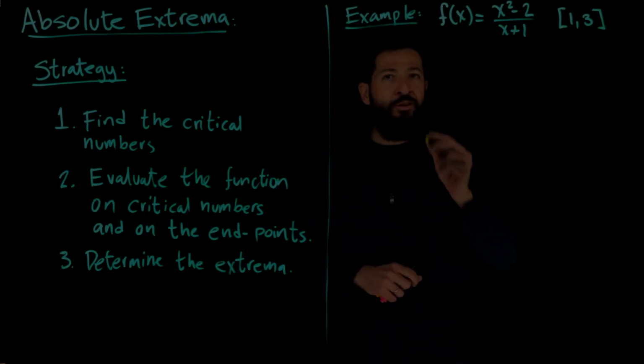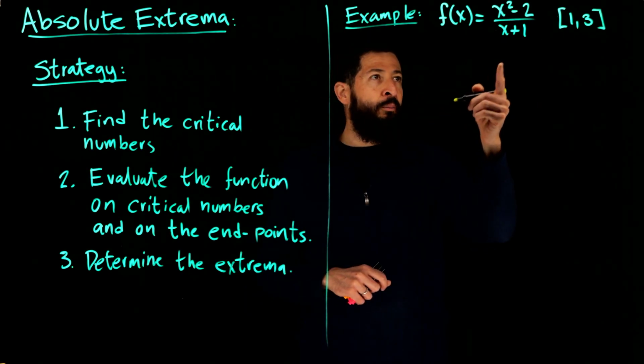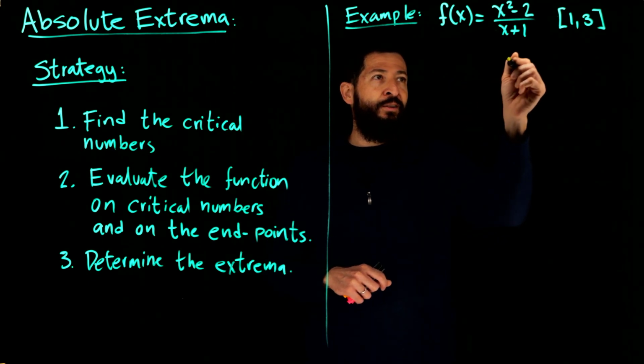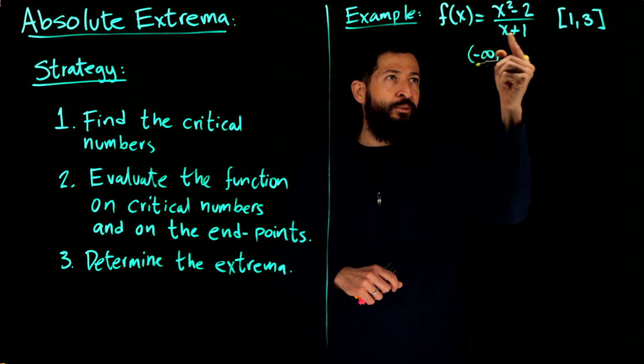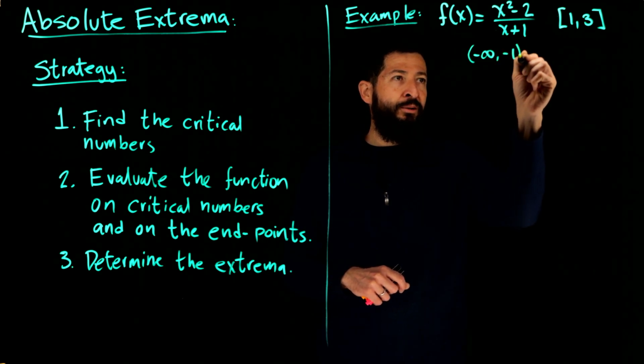Let's do one more. So firstly, we have to know what the domain is. The domain of this function is going to be all numbers that are different to -1, which is where the denominator becomes 0.